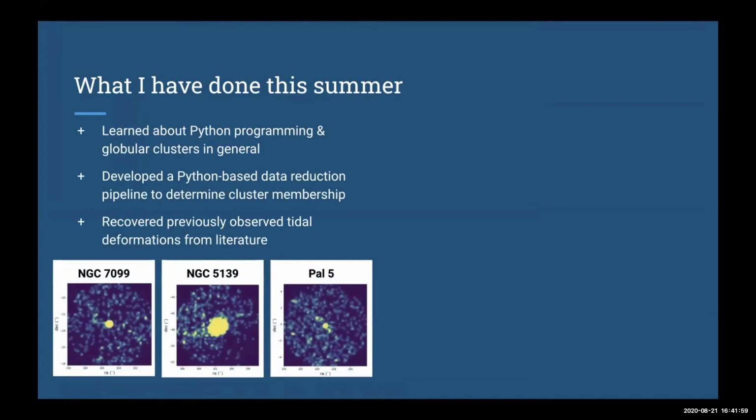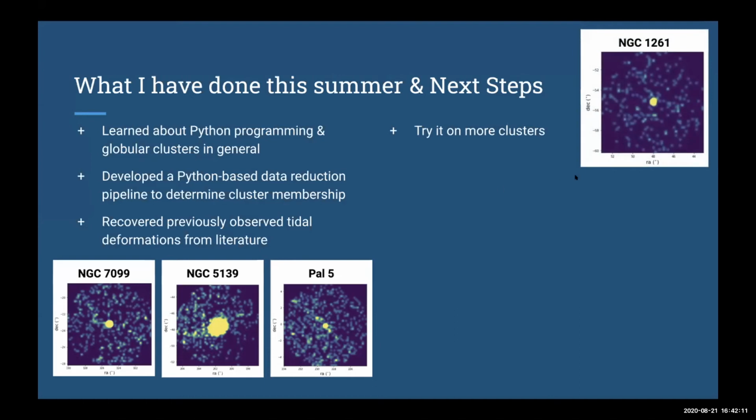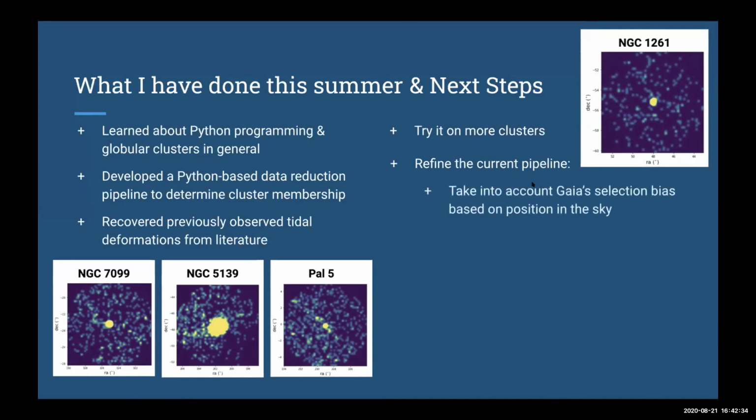But things definitely don't end here. Next steps. First of all, I will try this algorithm on more clusters, especially ones that haven't had documented tidal deformations or tidal tails. For example, this cluster is one that I wasn't able to find explicit literature on its tidal deformations, but you can kind of see some overdensities around the cluster. It's not clear enough, which brings me to my next step, which is to refine the current pipeline so that I can have a smoother image of the tidal deformations.